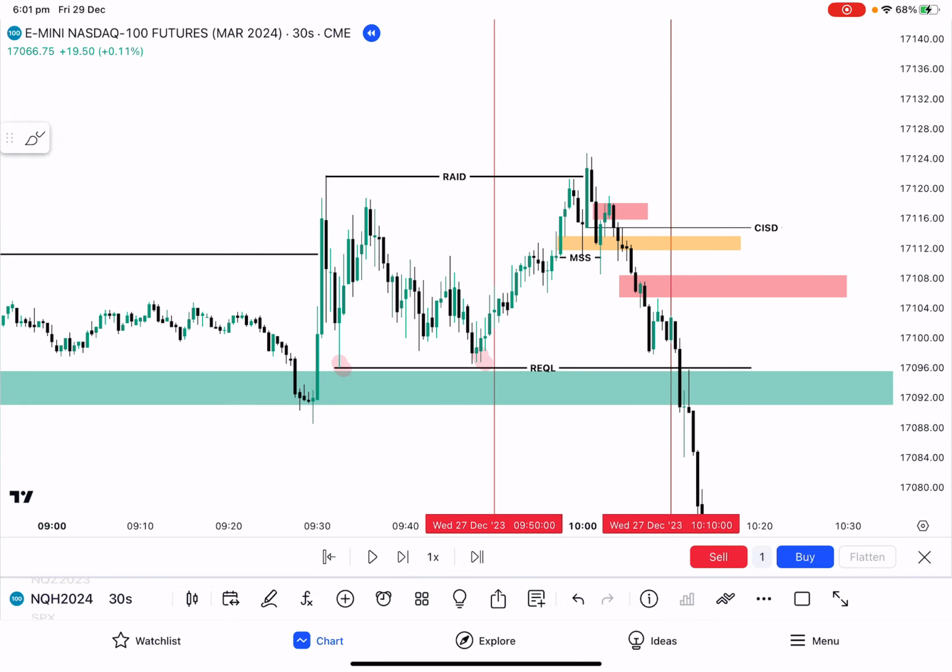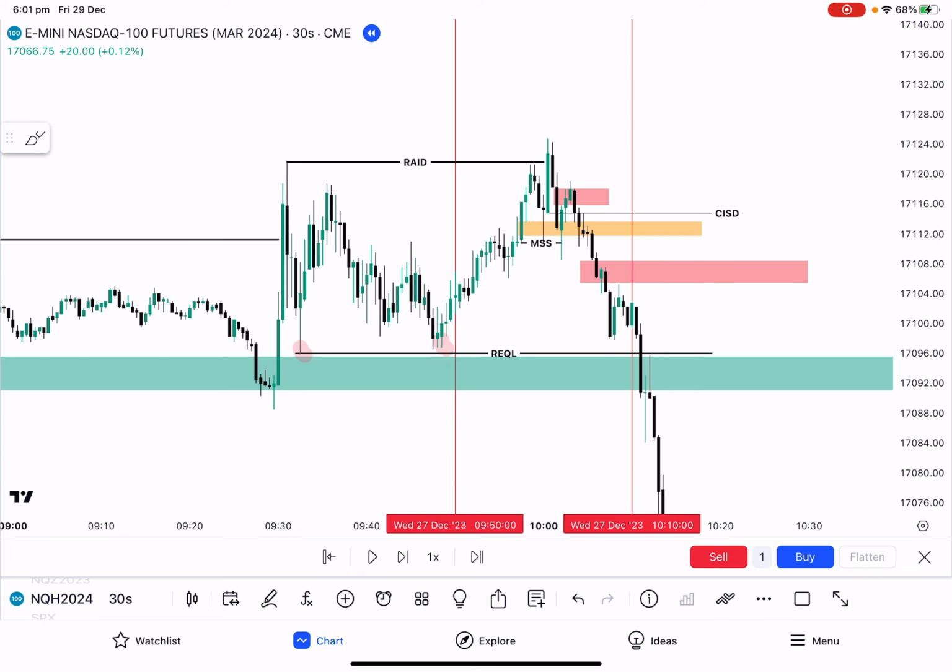All things happen. We get a raid of liquidity here. We get a market structure shift. We get a change in the state of delivery. Everything here is telling me, right, just in this small section, that price wants to head lower. Every single thing is telling me that price wants to head lower.